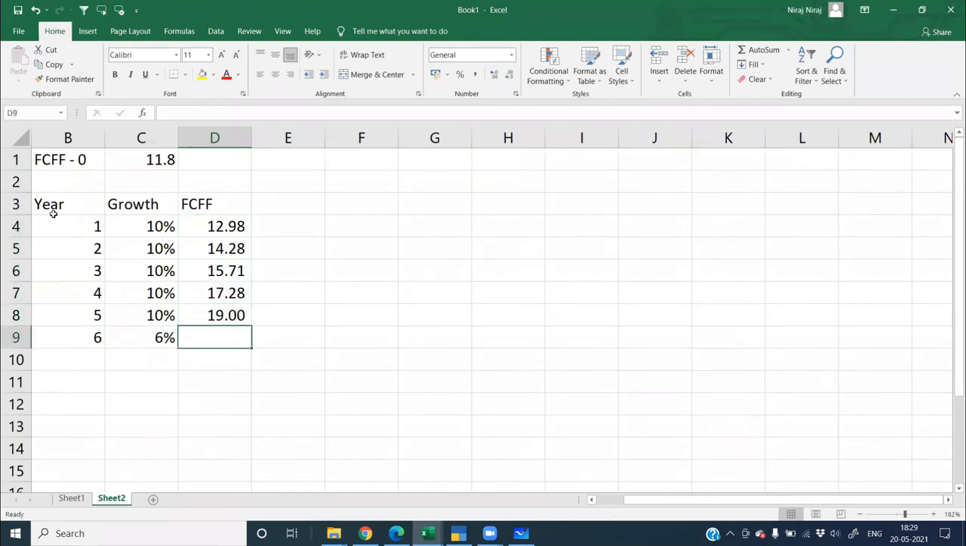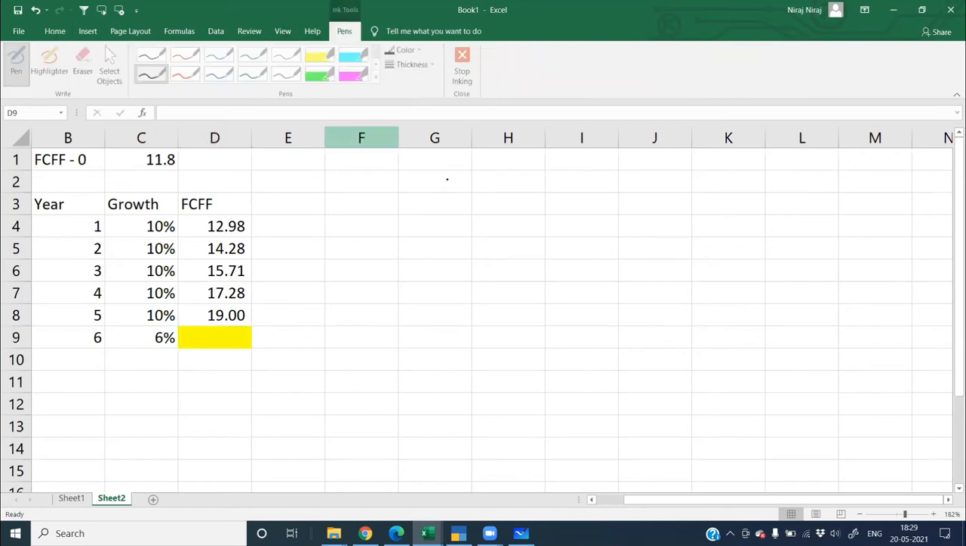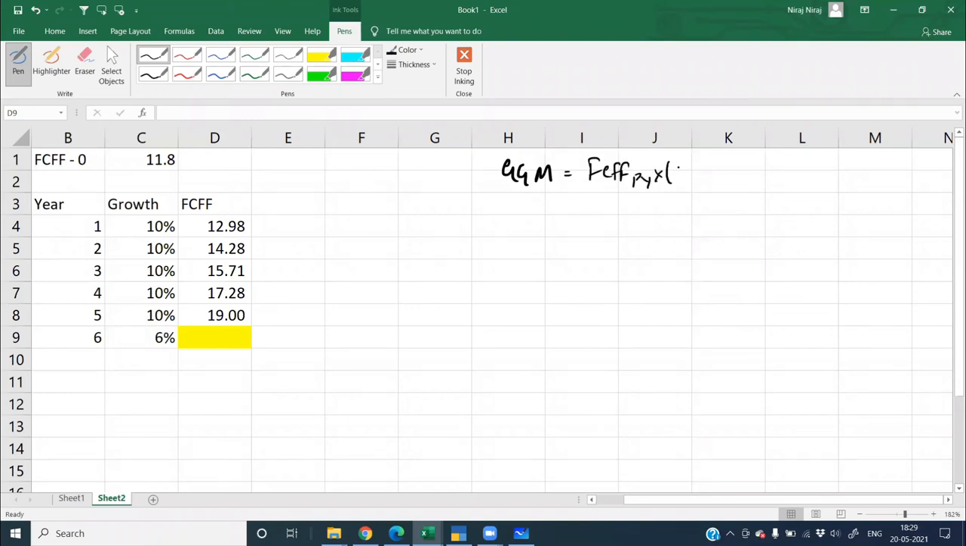So my FCFF for 5th year is going to be 19. At this cell on the 6th year, I have to apply Gordon growth model. What was the formula for Gordon growth model? What was our formula that we have learned? FCFF of previous year into 1 plus G divided by WACC minus growth. Correct. Very good. WACC minus G, growth.